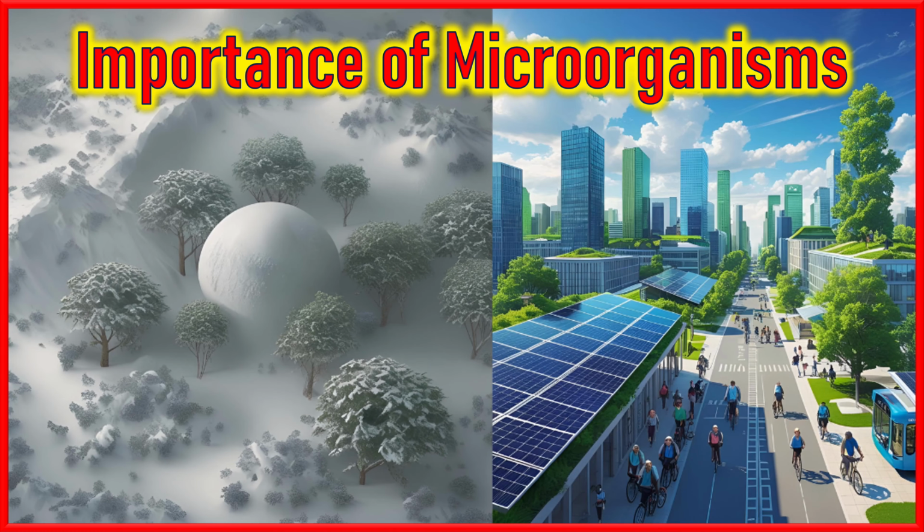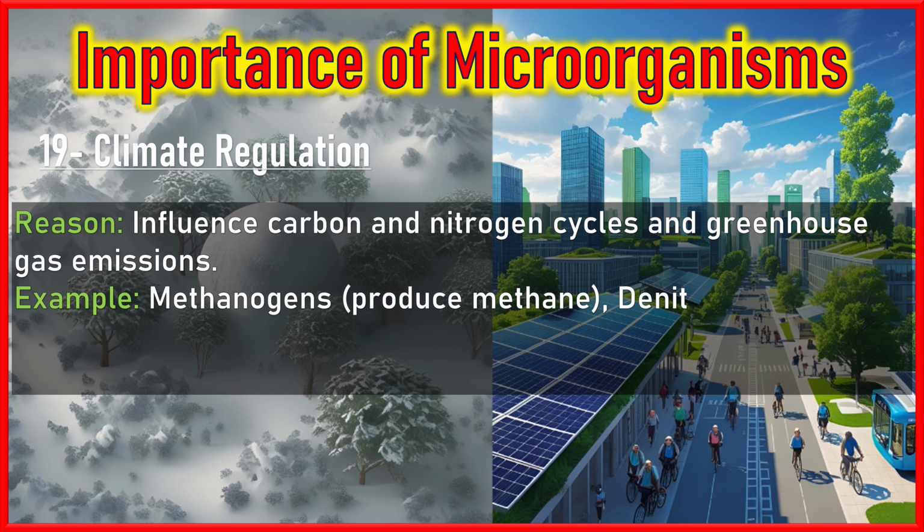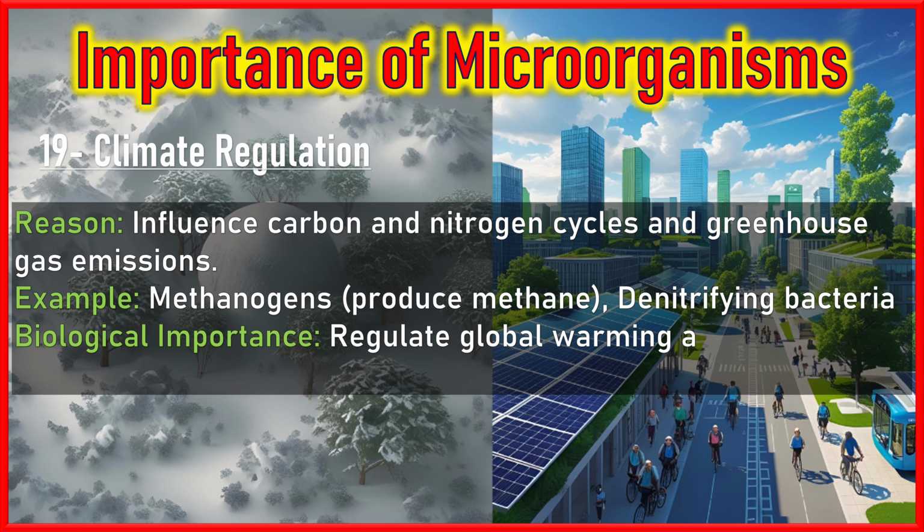The 19th importance includes climate regulation. Microorganisms influence carbon and nitrogen cycles and greenhouse gas emissions. For example, methane-producing bacteria, methanogens, and denitrifying bacteria are used to regulate global warming and atmospheric balance.